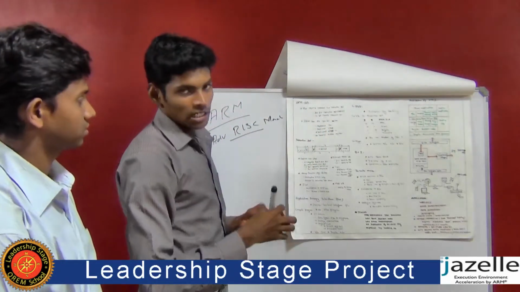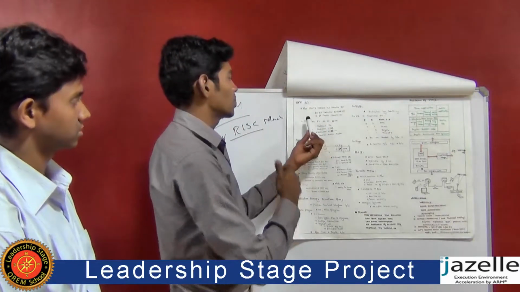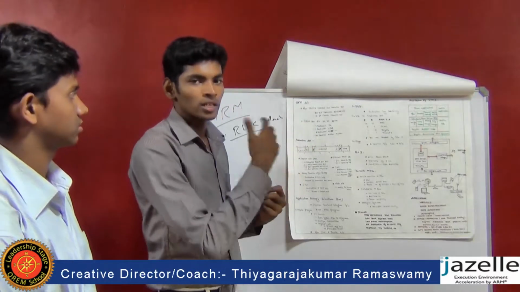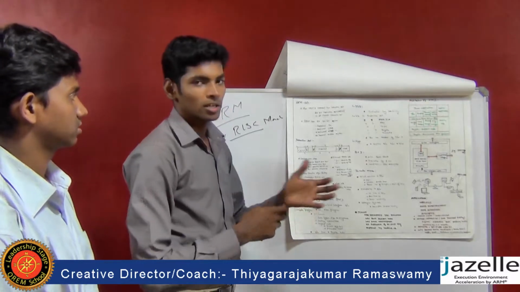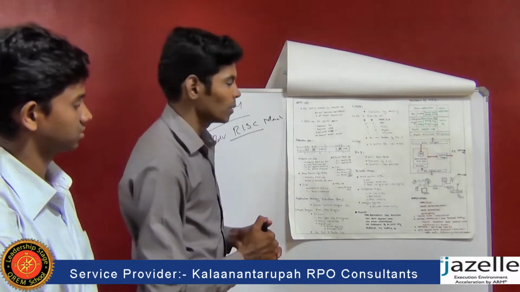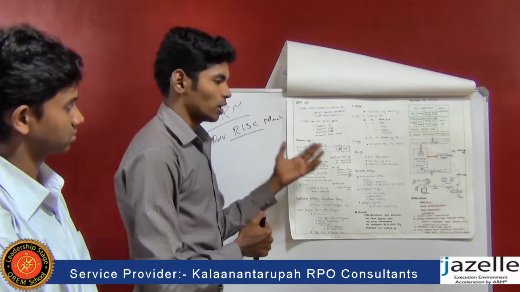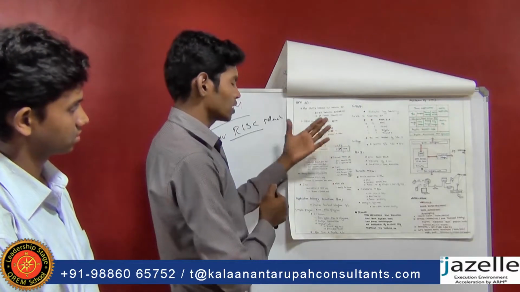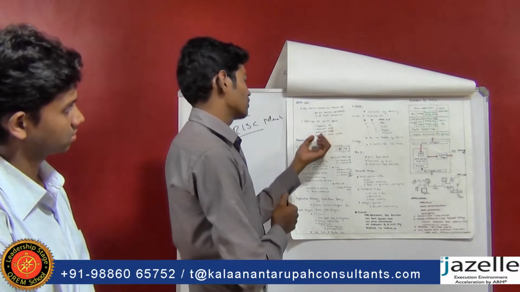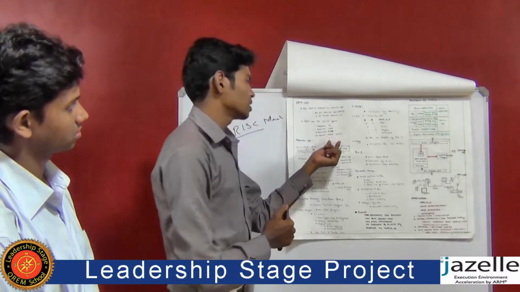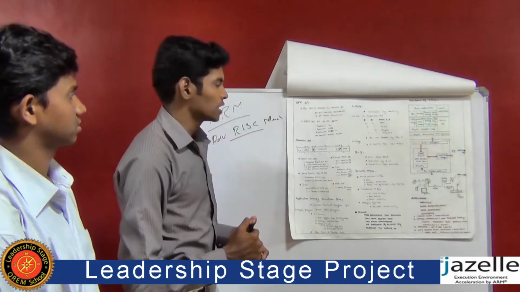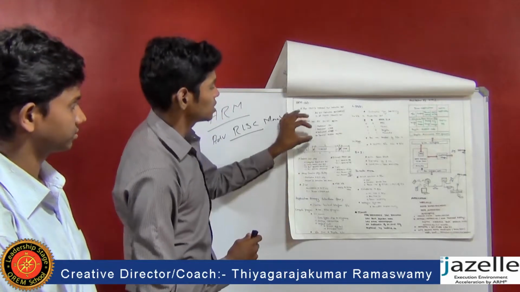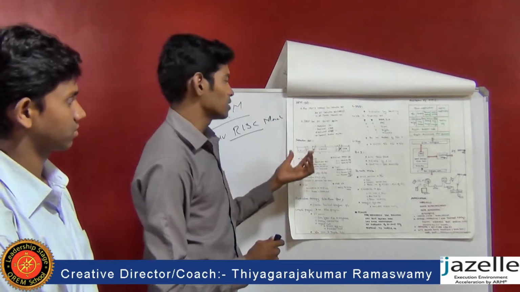Then ARM has 32-bit registers. One register is dedicated to the PC, and another register is dedicated to the CPSR. CPSR stands for current program status register. It will store the current program. Then 5 registers are dedicated to SPSR. SPSR stands for saved program status register, and the remaining 30 registers are used for general purpose.